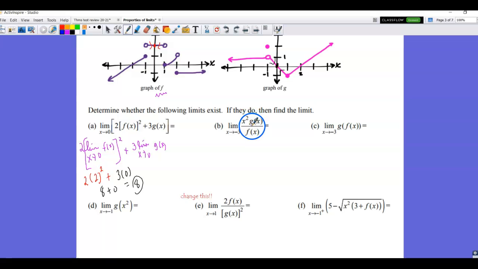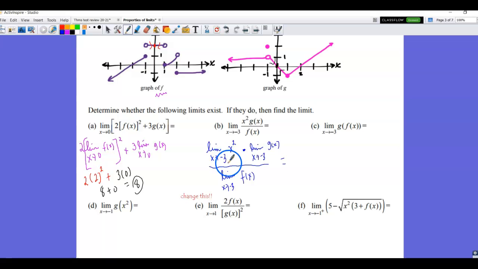In letter B, I have a product in the numerator. I have a power in the numerator. So my rewrite will be the limit as x approaches -3 of x squared, because that's an actual function, multiplied by the limit as x approaches -3 of g of x, divided by the limit as x approaches -3 of f of x. All right, I'll carry this to the side and then I'll clear it when I go to the next problem.